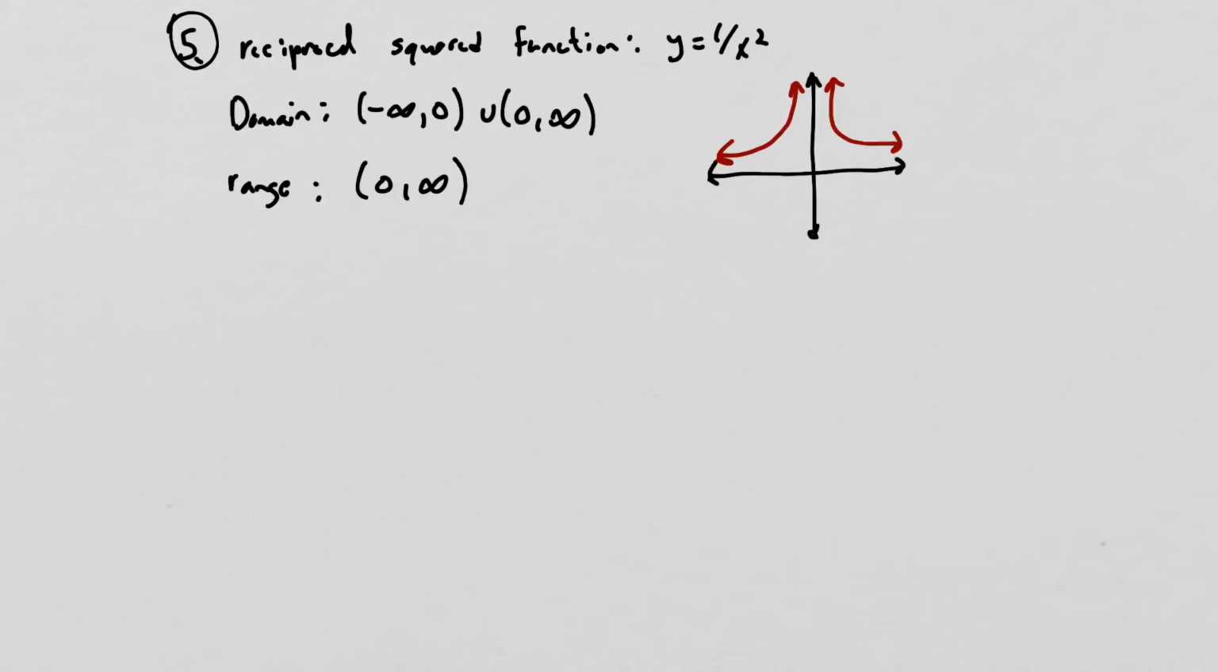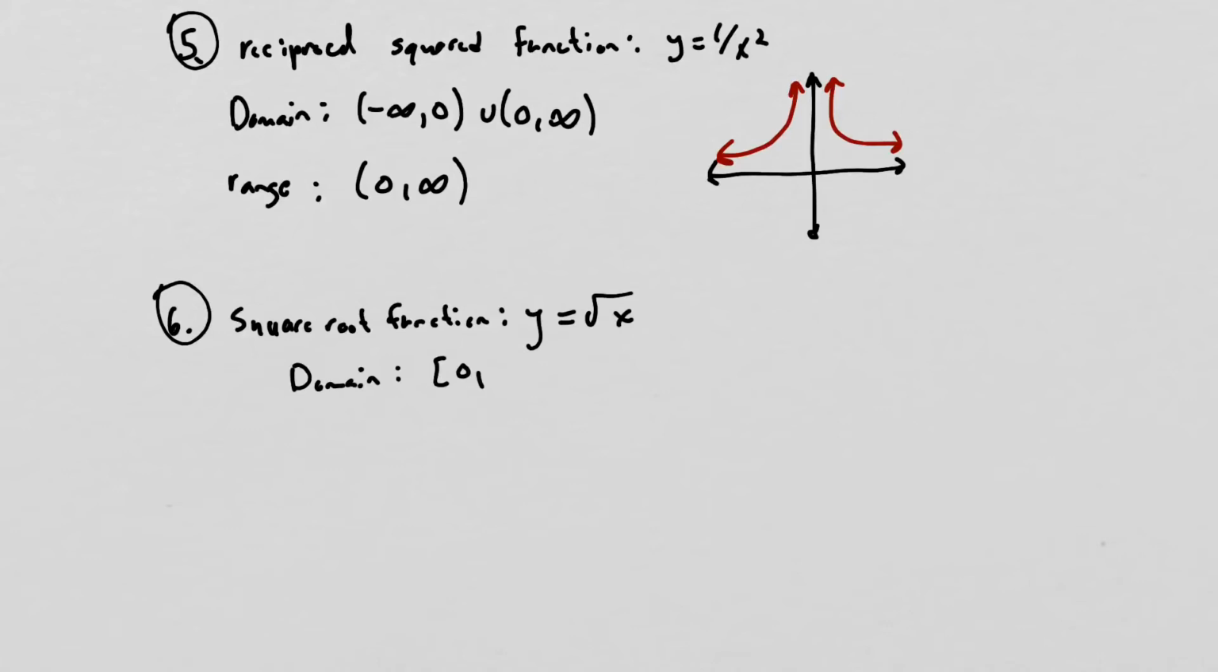All right, and the final one, we'll just review the square root function. This is going to be given by y is the square root of x, and the domain of this is going to be all non-negative numbers, so 0 to infinity, and the range is again going to be all non-negative numbers, so 0 to infinity.